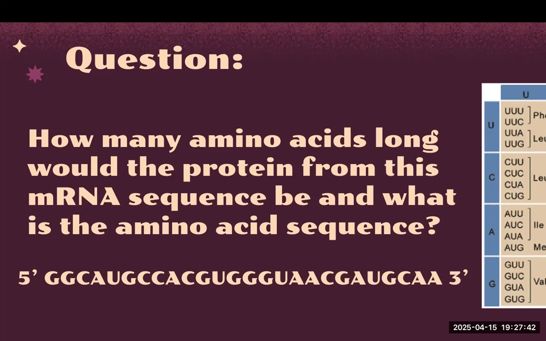That makes it easier. But also notice with the chart here, multiple things can code for the same amino acid. Let's keep that in mind for when we're talking about missense, nonsense, and silent mutations. Multiple different combinations can code for the same amino acid.